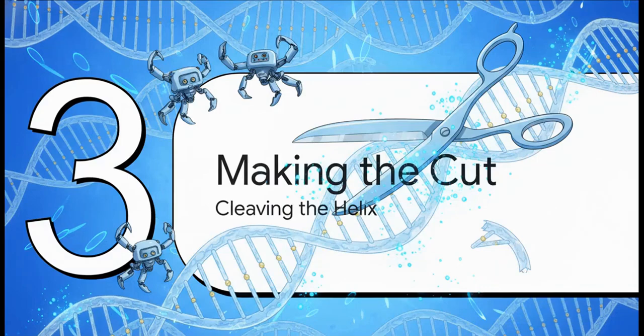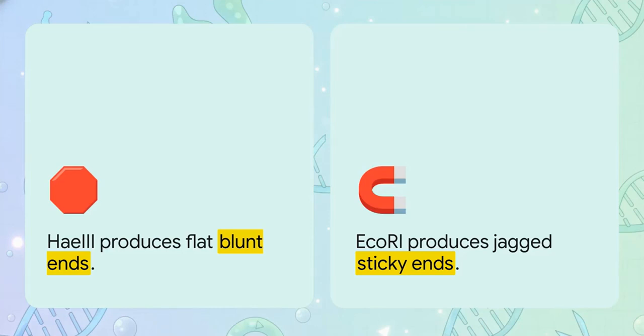Moving right along to Section 3, making the cut. So what actually happens when the enzyme cleaves the DNA? We generally see 2 main types of cuts. An enzyme like HaeIII will cut straight down through both strands. That creates a really clean, flat edge, which we call blunt ends. But then you have an enzyme like EcoRI. It recognizes its specific site and cuts in a very specific, jagged pattern. This produces a staggered edge, leaving single-stranded DNA overhangs totally exposed.